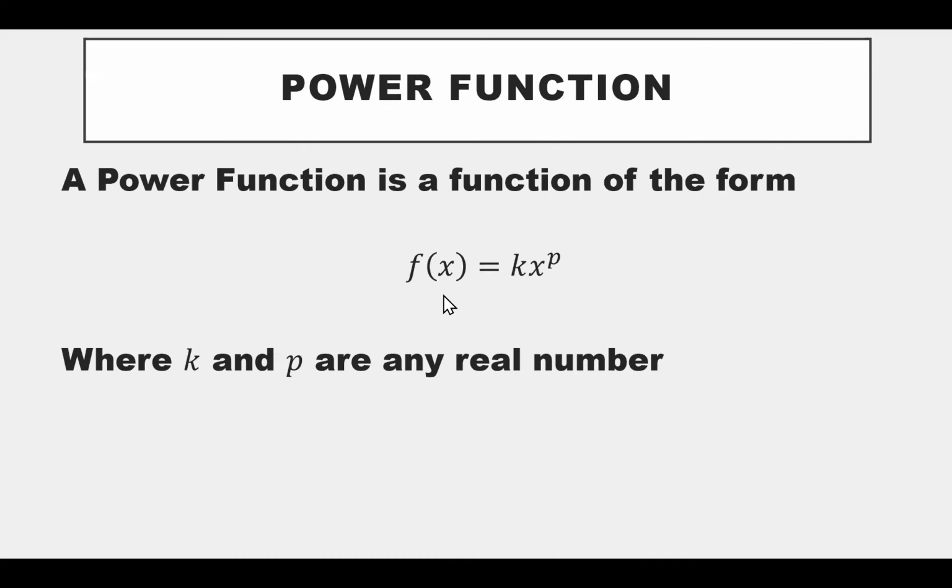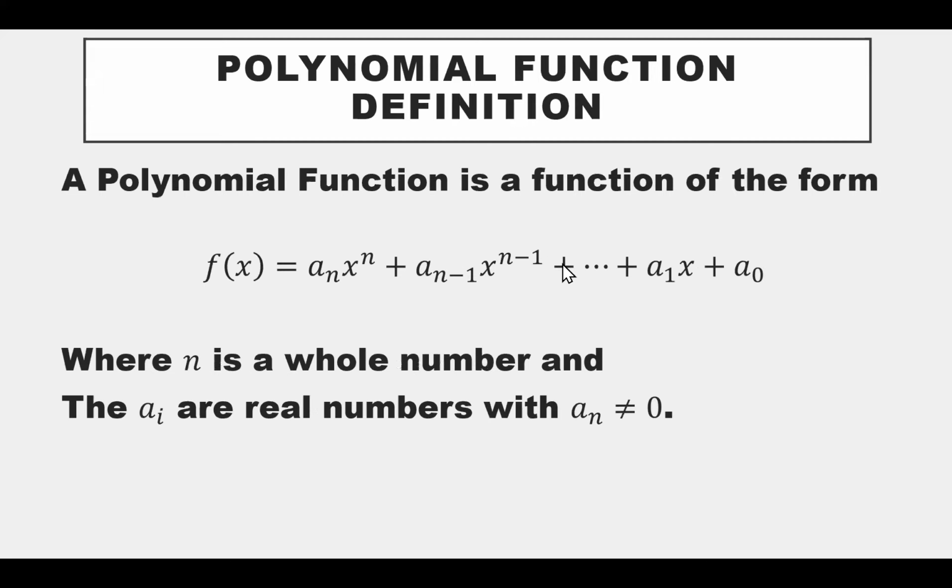So a power function has to be a single term where we have a real number times x to any power that we want. For a polynomial, we have to have whole number powers on the x. Notice we can have multiple terms in the polynomial function.